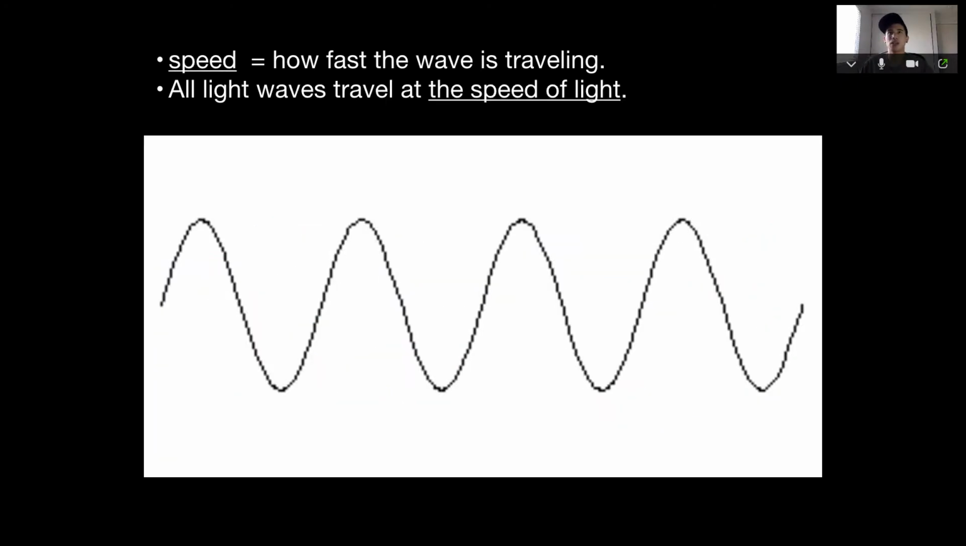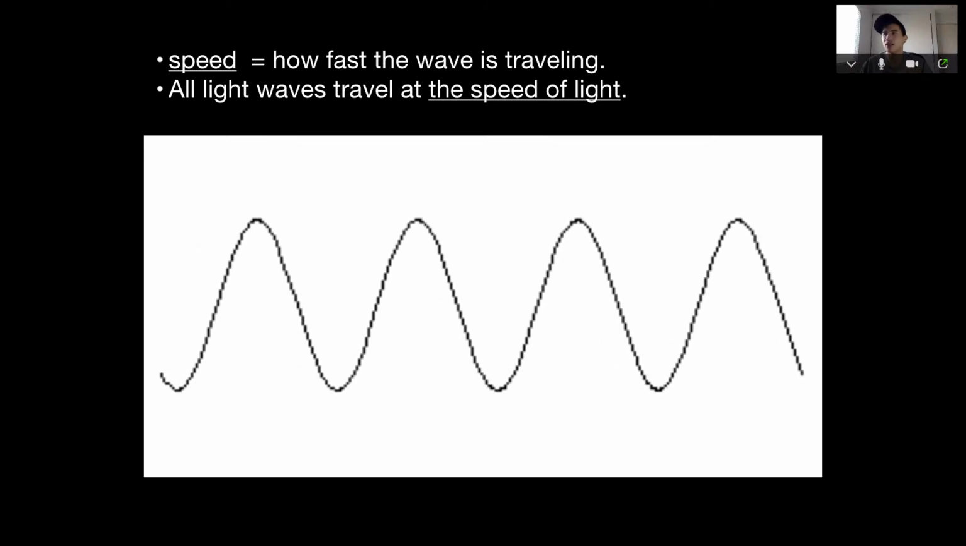And because light travels, we should also talk about the speed of the wave. That tells you essentially just how fast the wave is traveling or how fast it's propagating through space. And so here's a key idea. All waves of light travel at the same speed, and that is the speed of light. Okay, that is a key idea that you're going to have to remember.